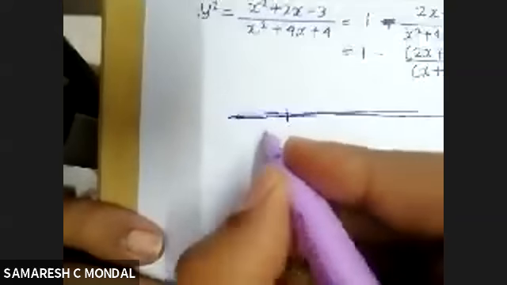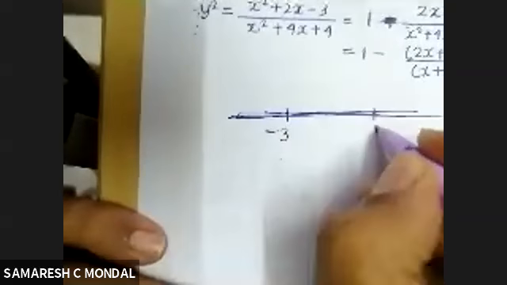And drawing the graph, the function will intersect at -3 and 1. And this is not in the domain. The domain is on the right hand side of 1 and on the left hand side of -3.